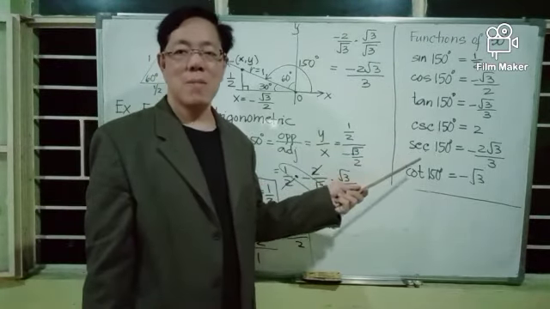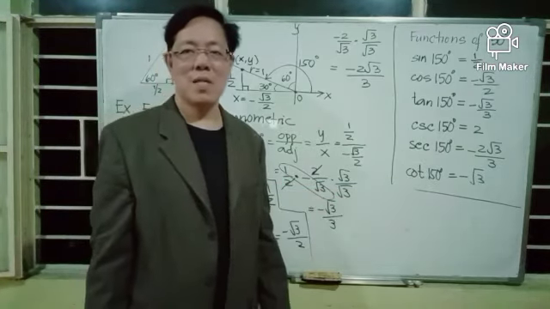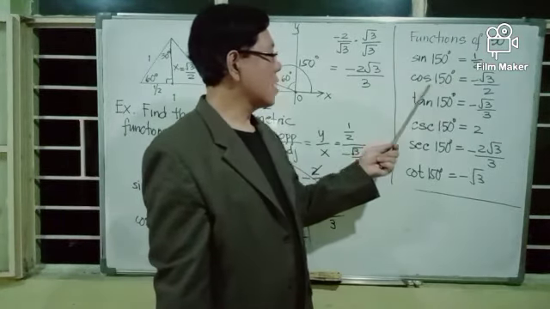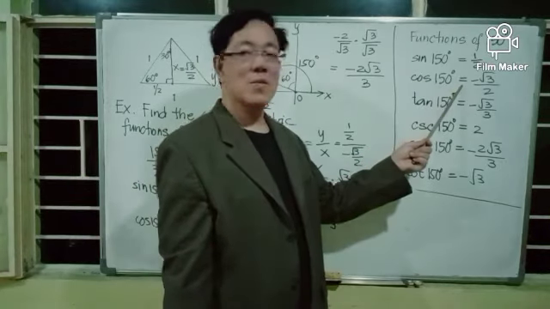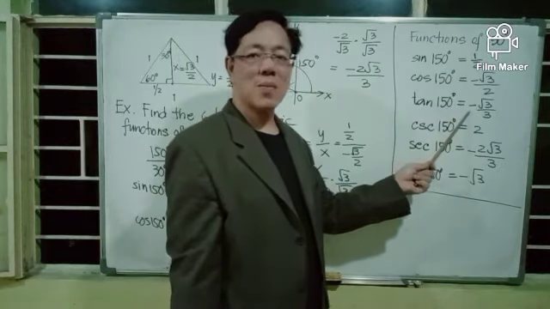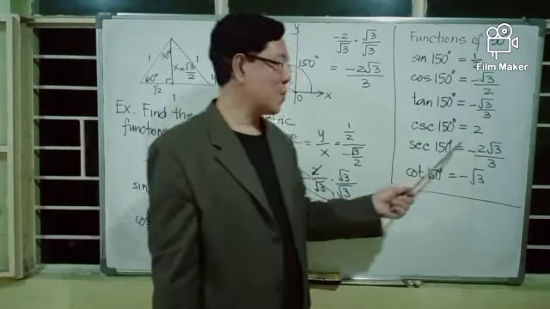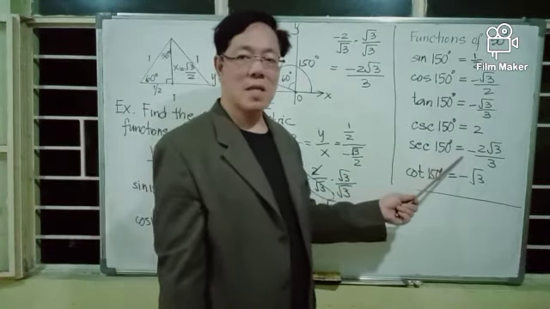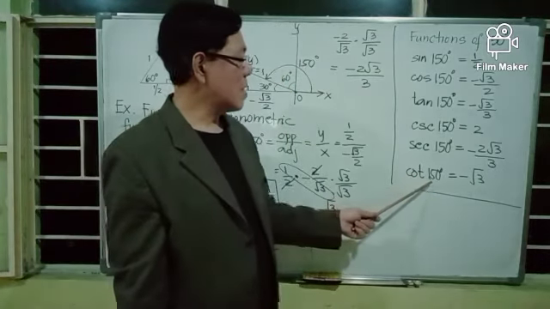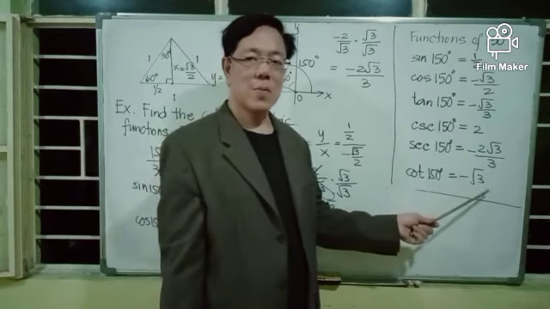These are the answers to the problem. The 6 trigonometric functions of 150 degrees. The sine of 150 degrees is 1/2. Cosine of 150 degrees equals negative square root of 3 over 2. Tangent of 150 degrees equals negative square root of 3 over 3. Cosecant of 150 degrees is 2. Secant of 150 degrees equals negative 2 times square root of 3 over 3. And cotangent of 150 degrees is equal to negative square root of 3.